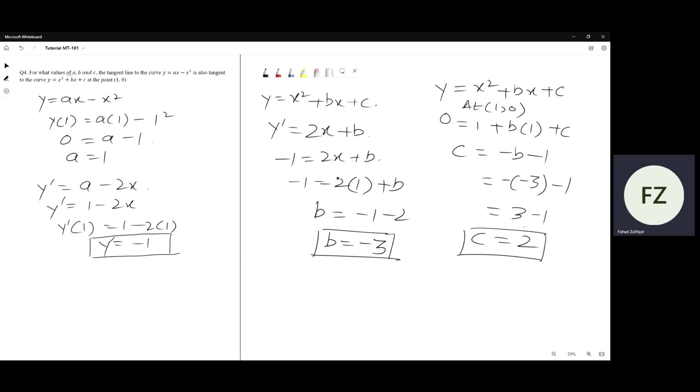So in the end, we have a equals 1, b equals minus 3, and c equals 2.